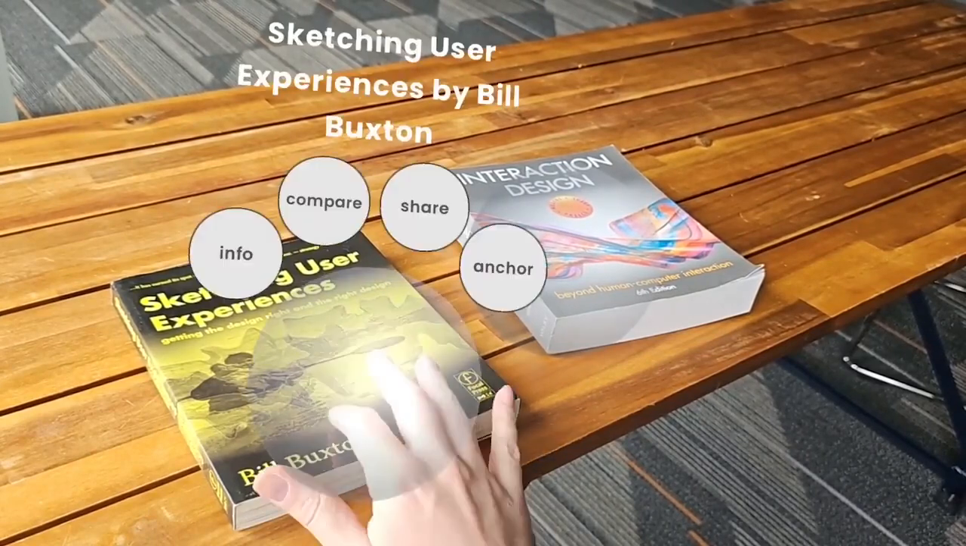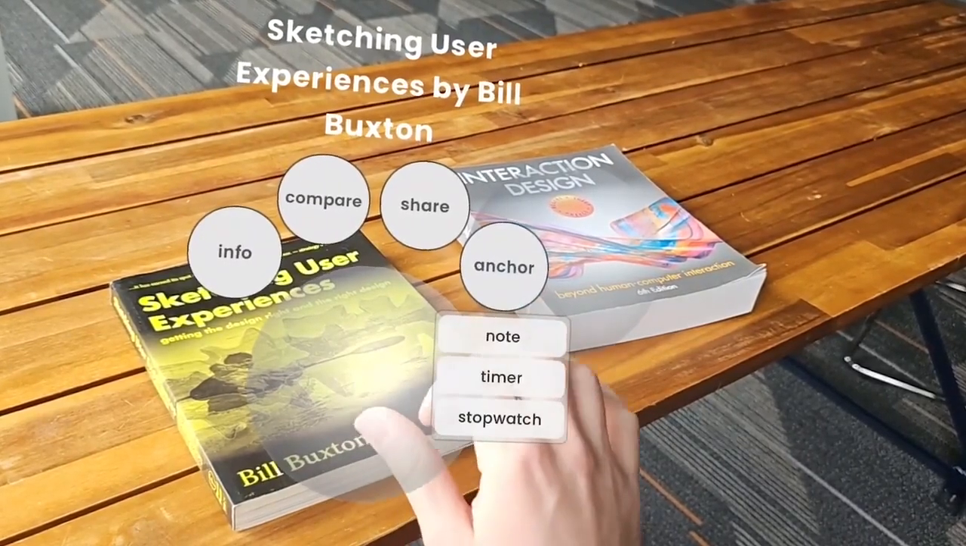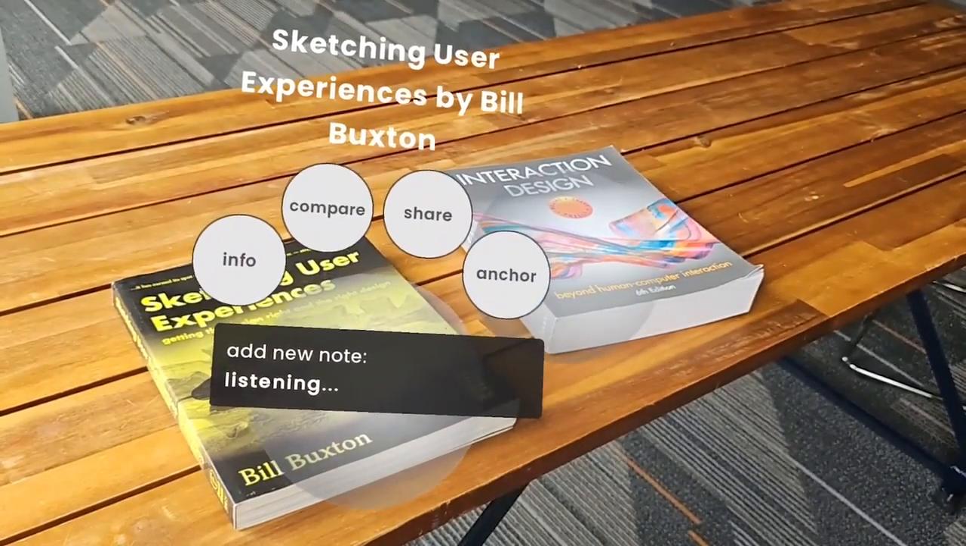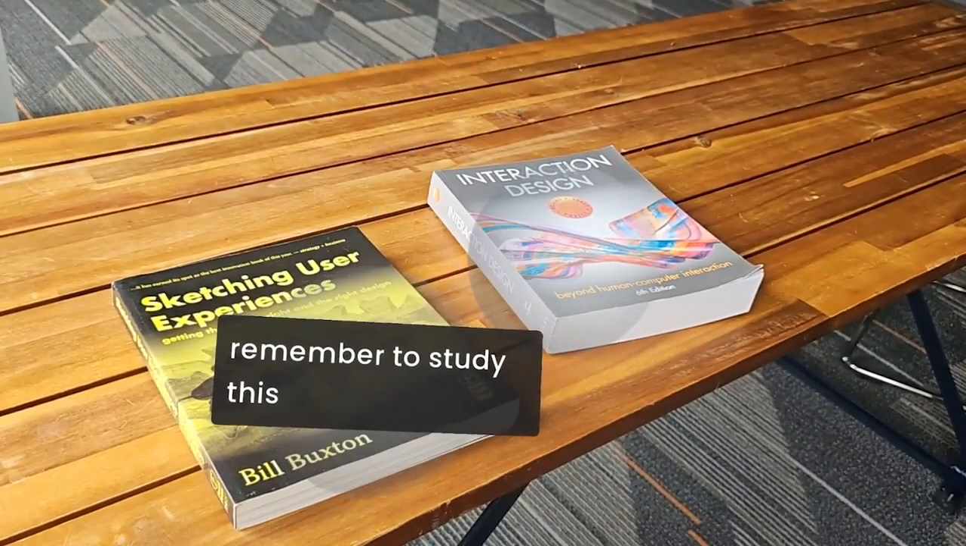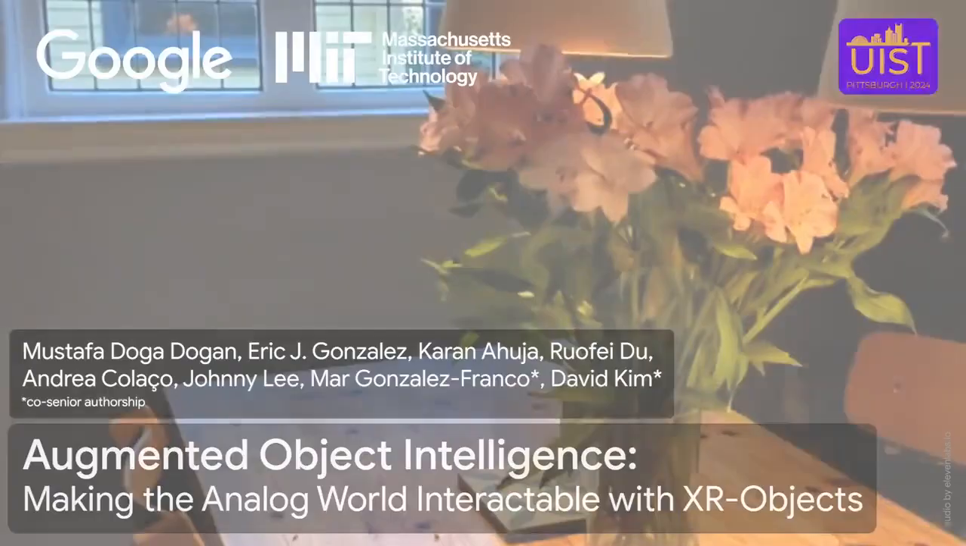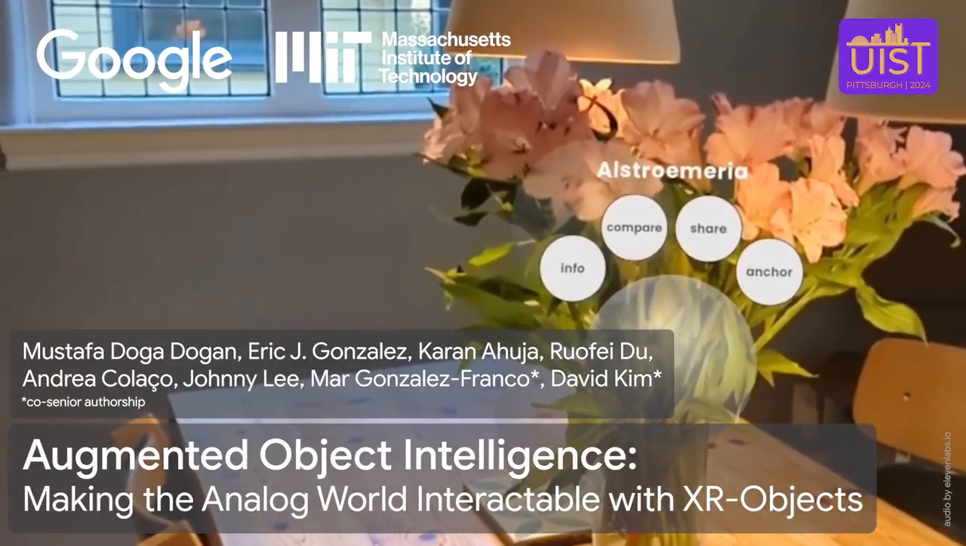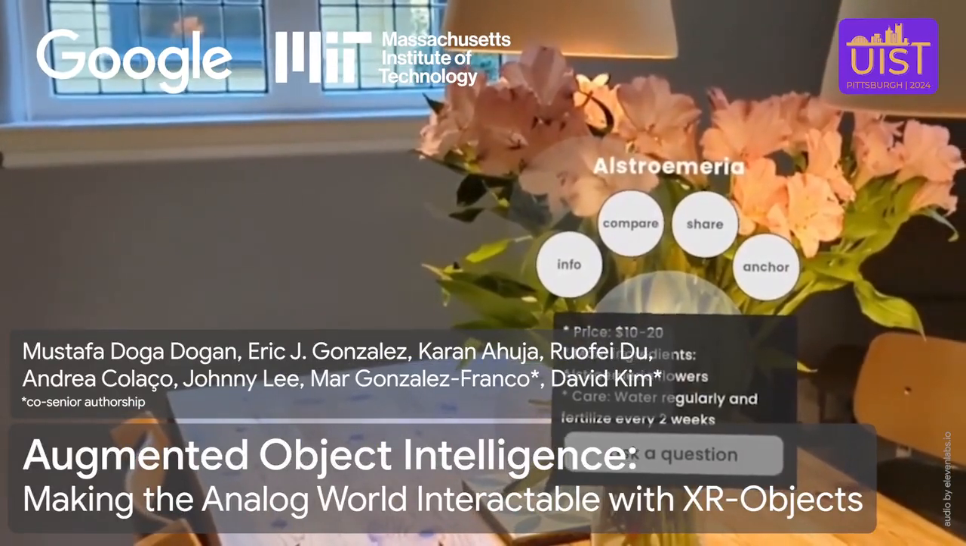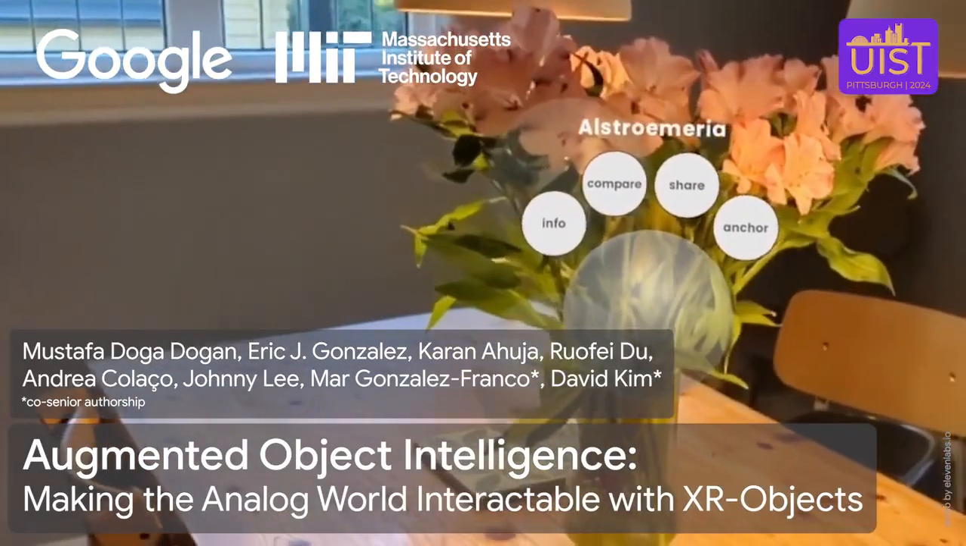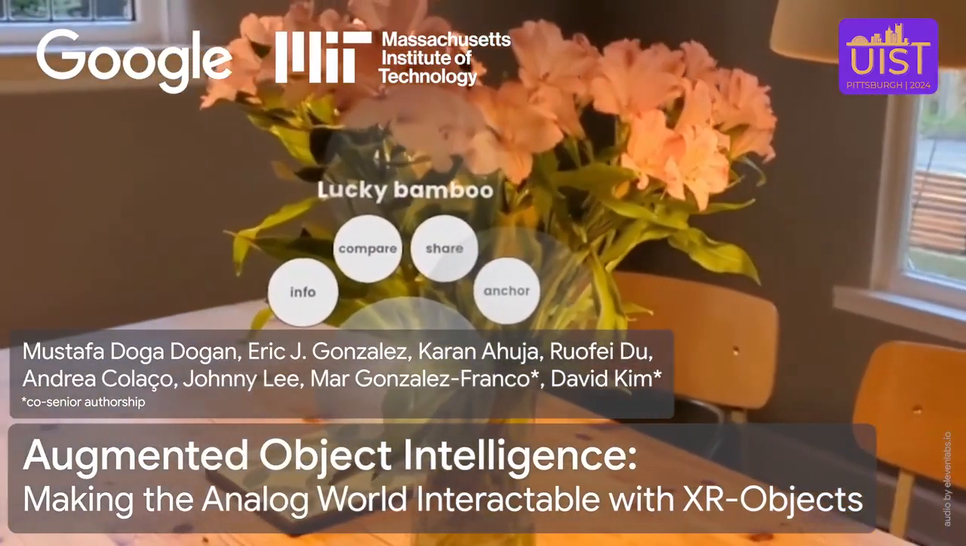We envision a future, however, where our system runs on a headset, and XR Objects can be directly interacted with, such as in this example where a user taps on a book to leave a reminder. In conclusion, we view XR Objects and the augmented object intelligence it enables as a valuable step towards seamlessly blending our physical and digital realities as both AI capabilities and immersive technologies continue to advance.